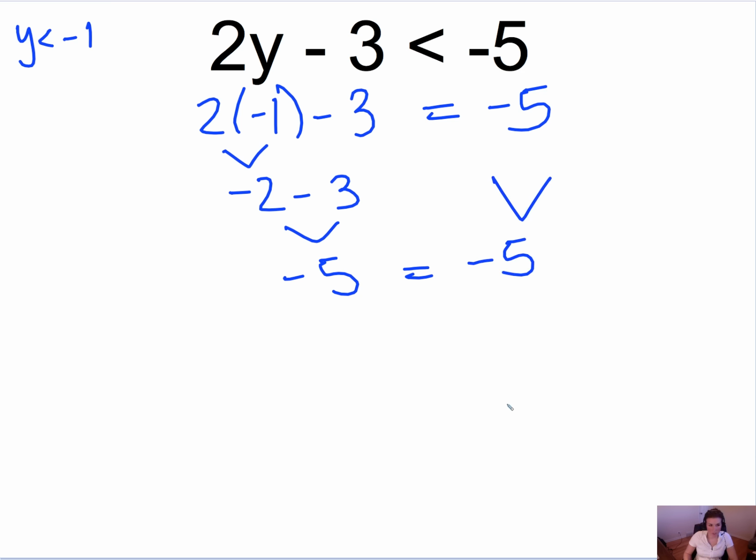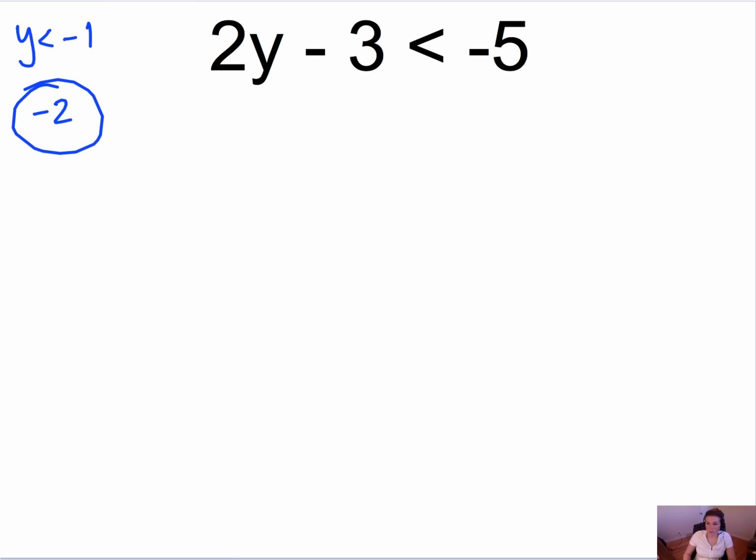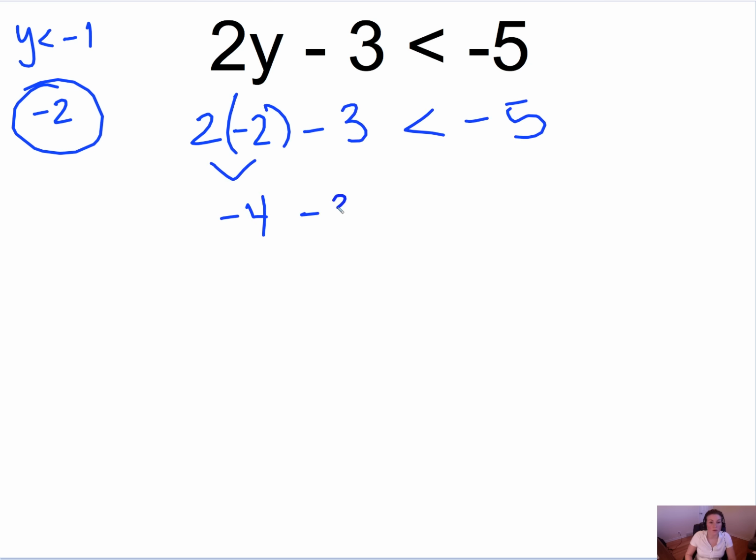Now we need to go back and check the inequality. We think that y is less than negative 1, so it could be negative 2, it could be negative 3, negative 4. I'll just do negative 2 to keep it easy. So instead of y, I'm plugging in negative 2, and I want to see if this side then will be less than negative 5. So this is negative 4 minus 3 is negative 7. That is less than negative 5, so we did it correctly.